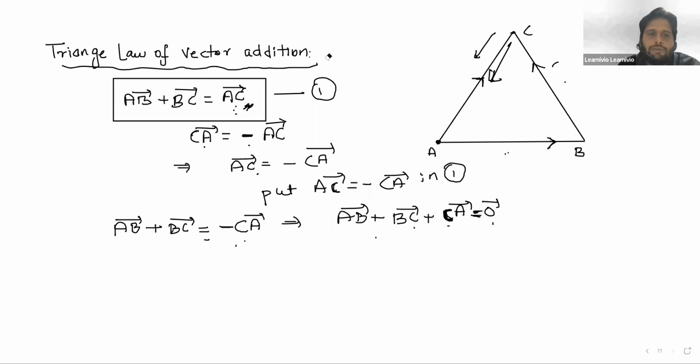Okay, so we have done this law of vector addition. Next is the parallelogram law of vector addition. Okay, please send me the paper. We will discuss after the class. Parallelogram law of vector addition.